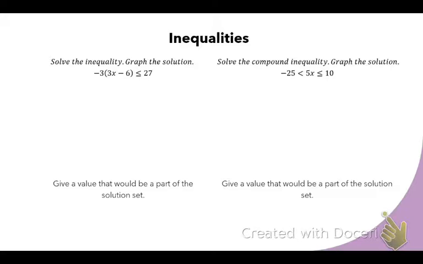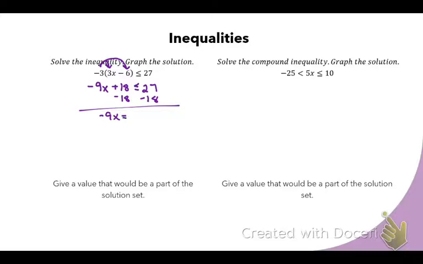Dylan, I'm pretty sure you got this first one right. What did you get? X is greater than or equal to negative 1. Yes. Okay, so I'm going to go ahead and show the steps, and then he'll come up and spin the spinner. Did you do negative 3 times 3x? Negative 9x. Now, negative 3 times negative 6 is positive 18, less than or equal to 27. What do I do next? Talk me through it. Subtract 18 on both sides.